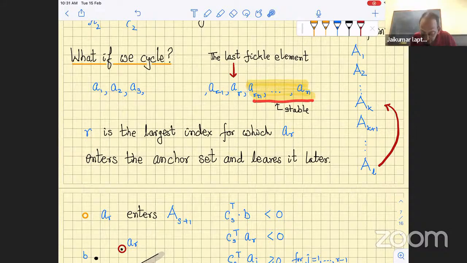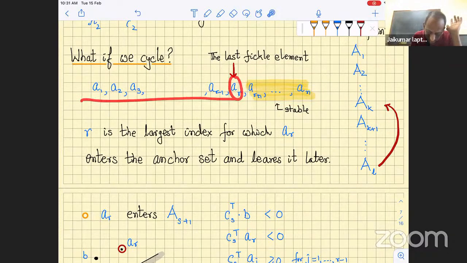Whereas these, which are after AR, are stable. They are stable in the sense that if one is in the basis, it never leaves the basis, and if one is not in the basis, it never enters the basis. So these are completely stable. Among the fickle variables, this is the last. Some of these could also be stable, but we are not concerned with them. It enters the anchor and it leaves the anchor. Sorry, I kept saying basis; I meant anchor.